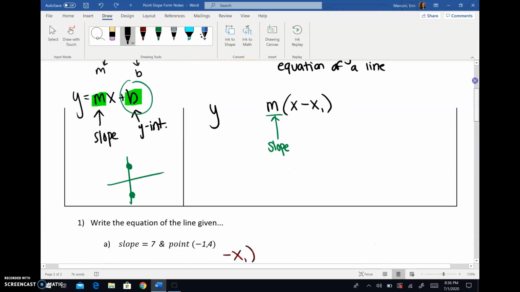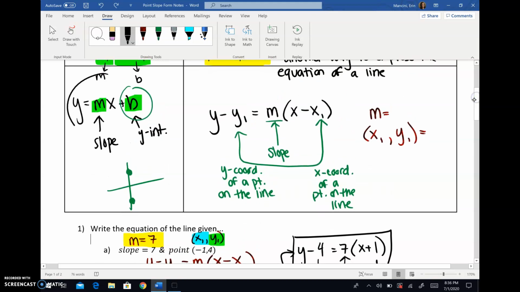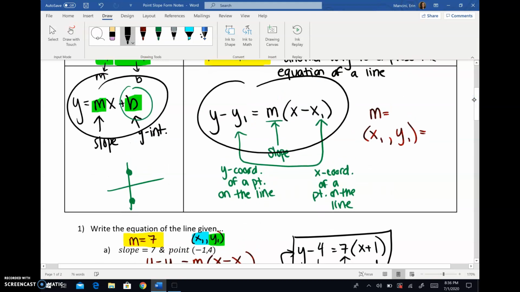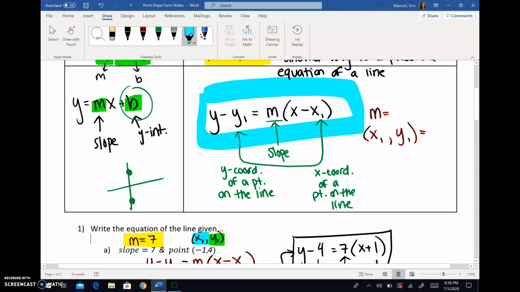Okay, so to summarize, this is slope-intercept form. There it is, that we used before. This is point-slope form. Honestly, I use point-slope form a little bit more in higher level math than slope-intercept form, so make sure you get to know this pretty well. If you have any questions, let me know.